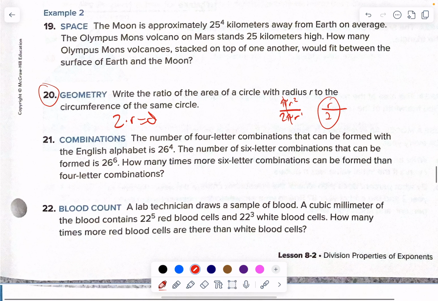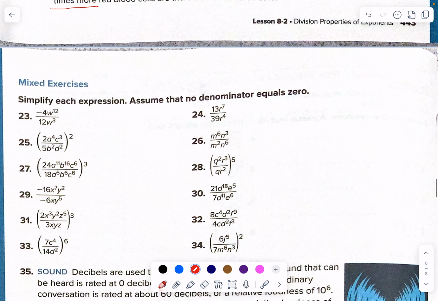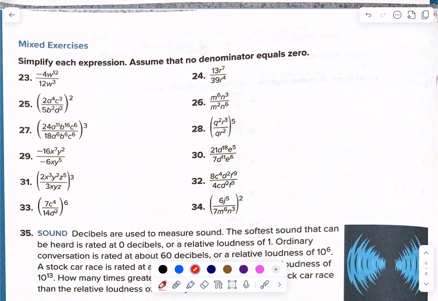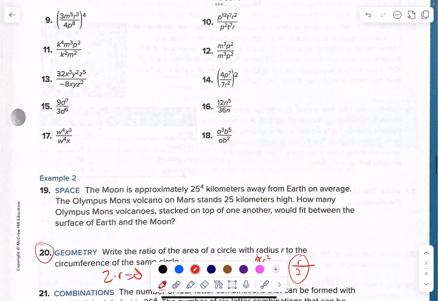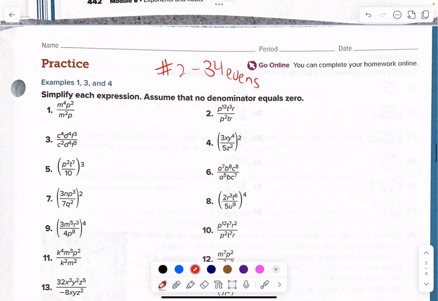Number 22 is going to be very similar to what we did in the other story problems. Remember that how many times more means we're doing that division, so that's how you're going to do that. And again, then you'll carry on and do the next page as well. So that is lesson 8-2. Again, 2 through 30 for the evens.